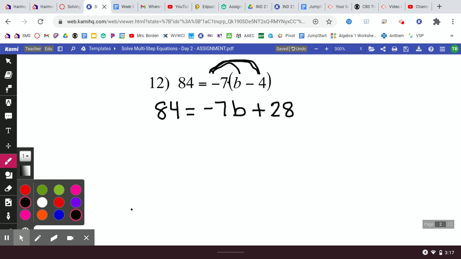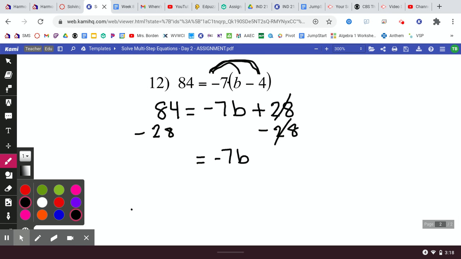And all my b's are already over on the right, so I'm just going to leave them there, and I'm going to move my numbers over to the left, because it really doesn't matter which side you put everything, as long as all of the variables are on one side and all the numbers on the other. You can put all the variables on the left and all the numbers on the right, but as long as they're together on opposite sides of the equation, you're fine. So -28, so I'm going to do -28 on this side as well, because whatever you do to one side of the equal sign, you do to the other.